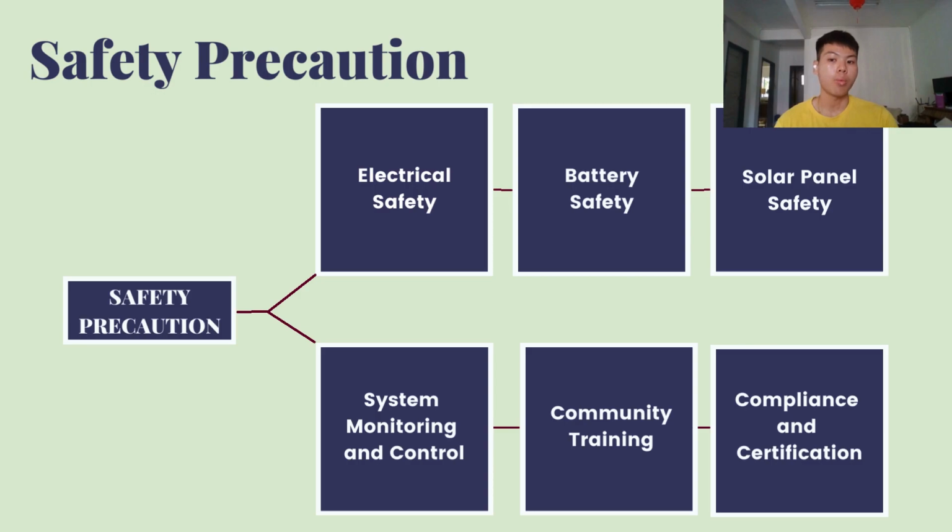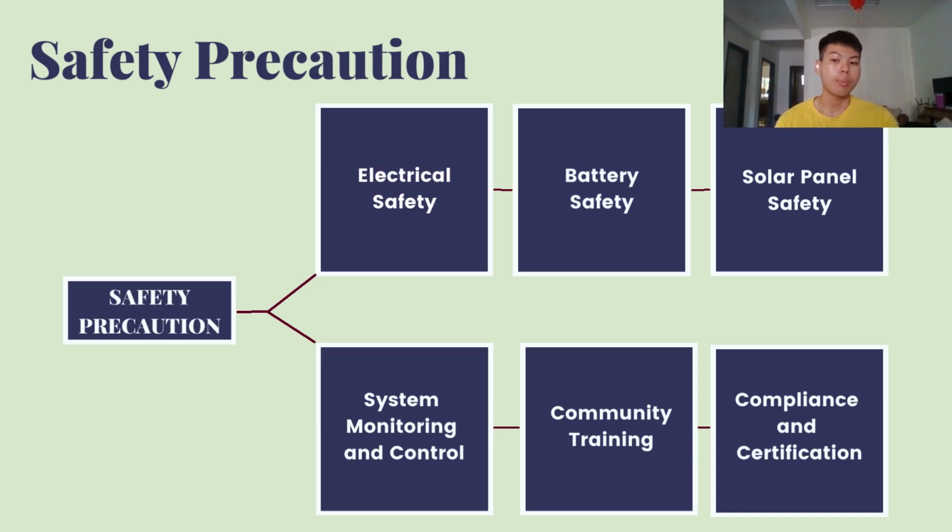The second one is battery safety. Place the batteries in a well-ventilated area to dissipate heat and prevent gas buildup. Securely mount batteries to prevent movement or tipping. Establish routine maintenance guidelines including electrolyte level checks and connection tightening. And the last is to implement protection measures against extreme temperature.